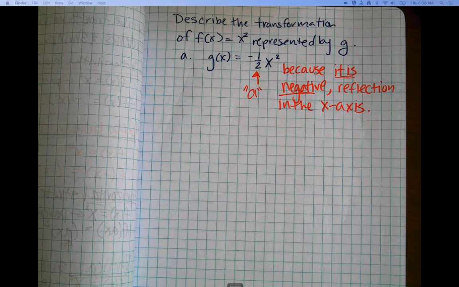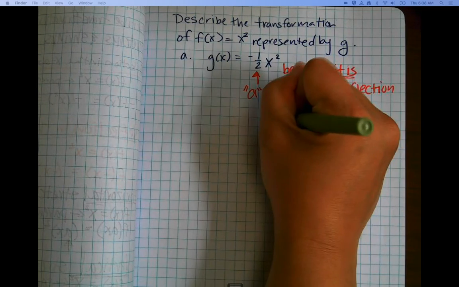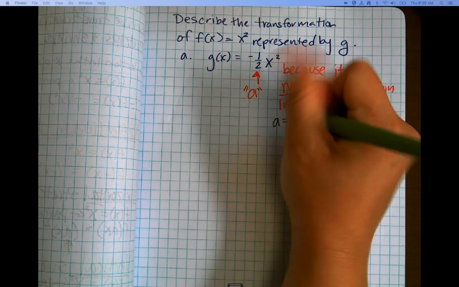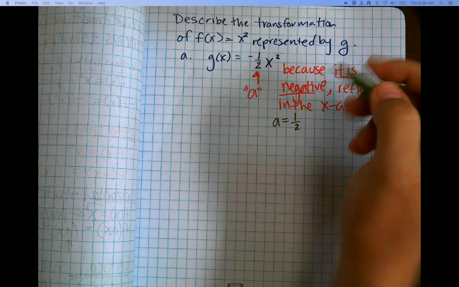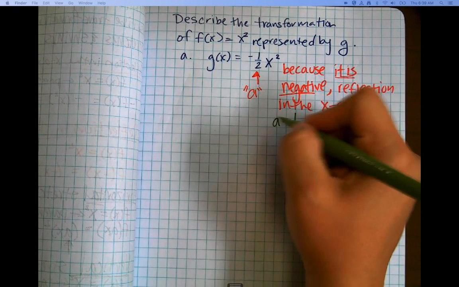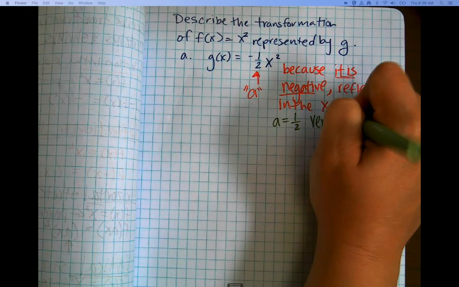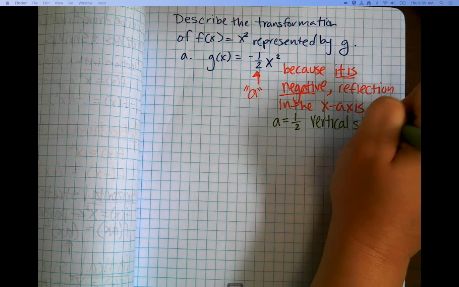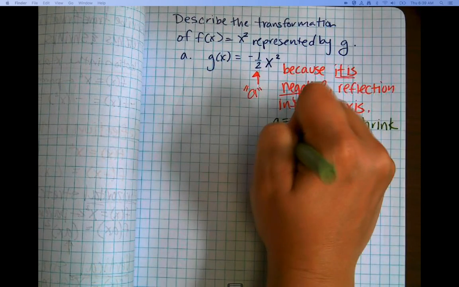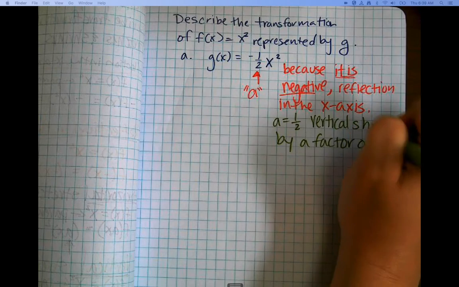But then remember that A is actually the 1/2. We don't talk about it in terms of the negative. It's really just the value that's there. Okay. So because it's 1/2, you can say that it's a vertical shrink by a factor of 1/2.